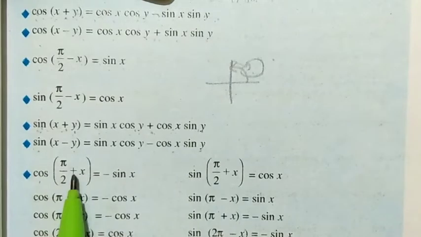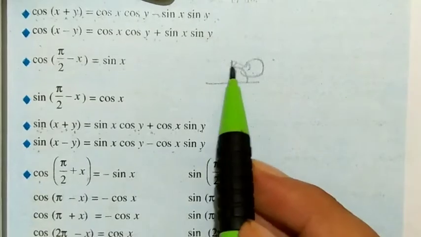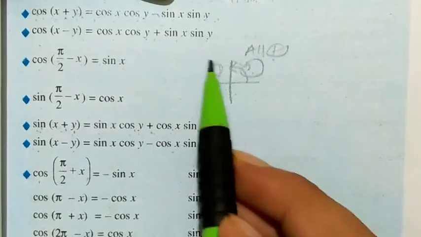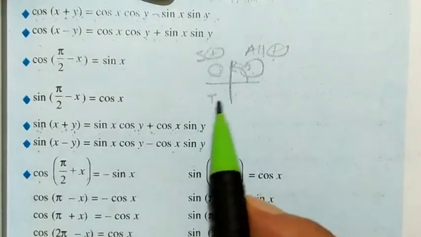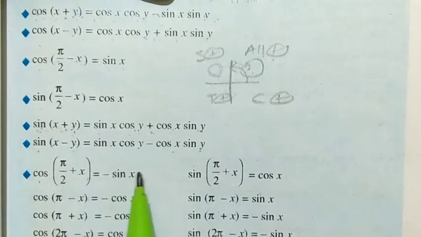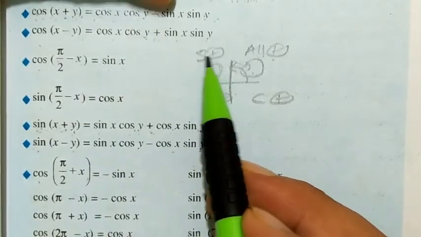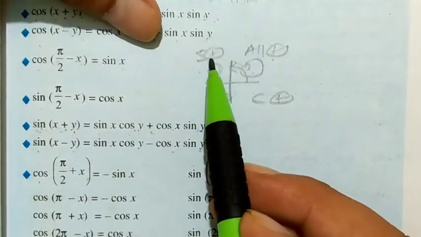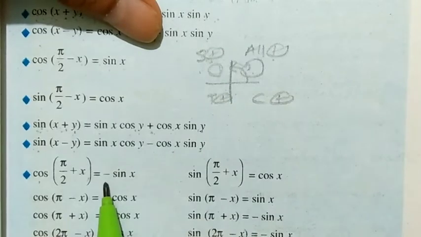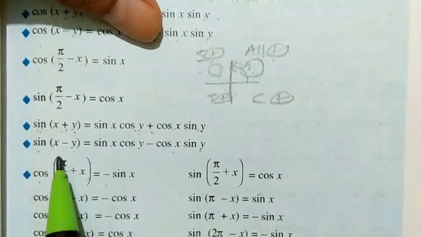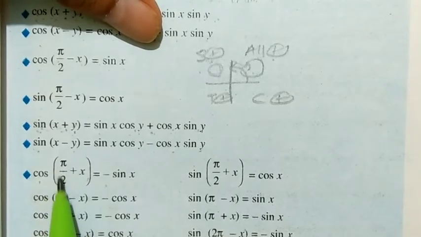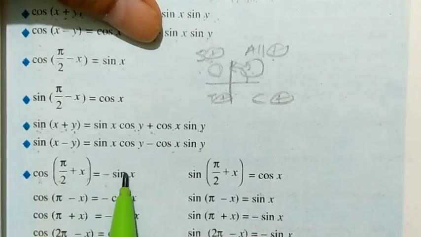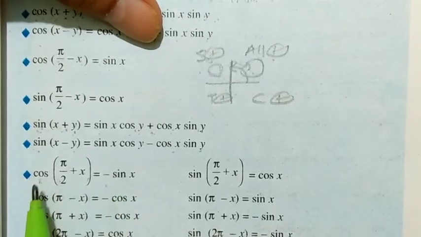Now cos of pi by 2 plus x. Pi by 2 plus x means second quadrant. In the second quadrant, all positive is here, sine positive here, tan positive here, and cos positive here. So sine and its reciprocal cosec are positive and the others are negative. So first we look for the positive and negative sign, and then at pi by 2 and its multiples: pi by 2, 3 pi by 2, 5 pi by 2. So the name changes. Cos becomes sine, sine becomes cos. Similarly, tan to cot, cot to tan, sec to cosec, cosec to sec.